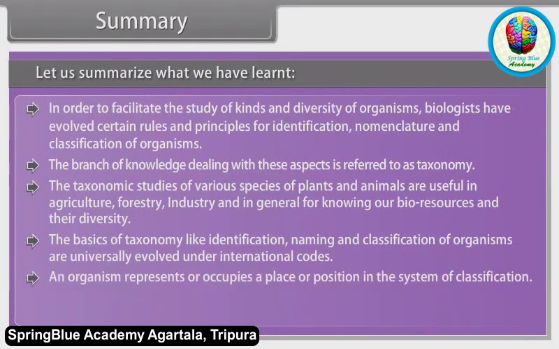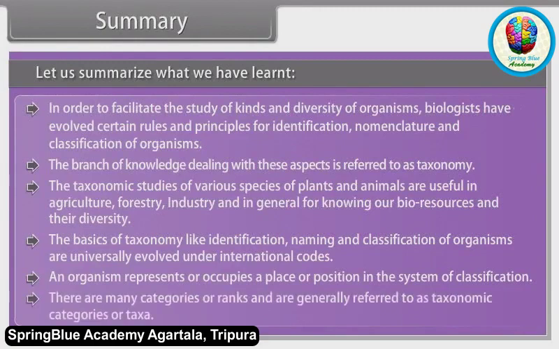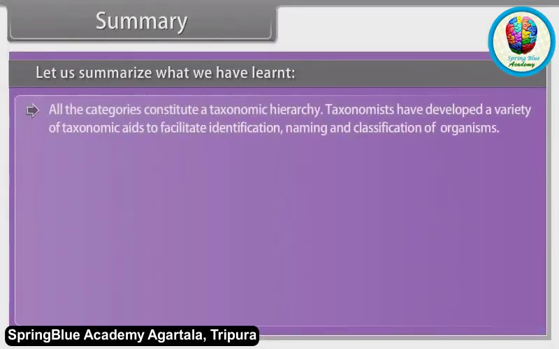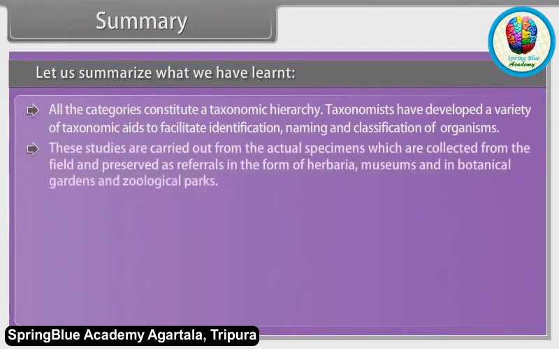An organism represents or occupies a place or position in the system of classification. There are many categories or ranks, generally referred to as taxonomic categories or taxa. All the categories constitute a taxonomic hierarchy. Taxonomists have developed a variety of taxonomic aids to facilitate identification, naming, and classification of organisms. These studies are carried out from the actual specimens, which are collected from the field and preserved as referrals in the form of herbaria, museums, and in botanical gardens and zoological parks.